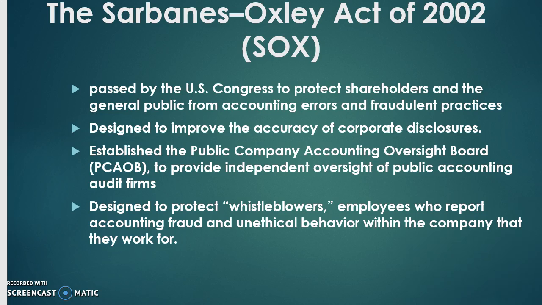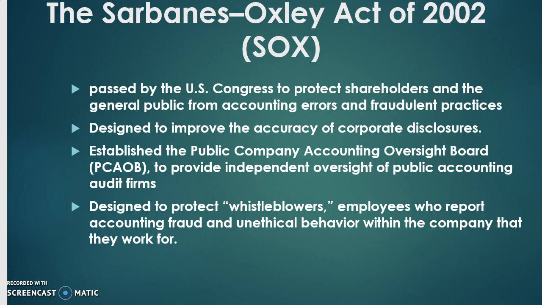As I mentioned earlier, the Sarbanes-Oxley Act of 2002 was passed by the U.S. Congress. It established the Public Company Accounting Oversight Board. This was to provide independent oversight of public accounting audit firms, since along with the company that is participating in the accounting fraud, there's also an audit firm that is supposed to audit the company, and they need to make sure that the company is following the rules.